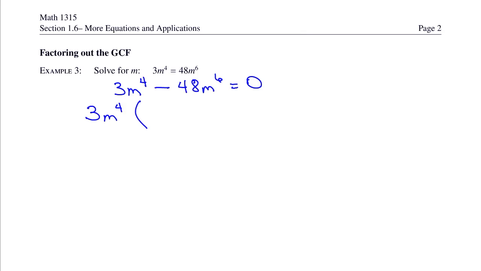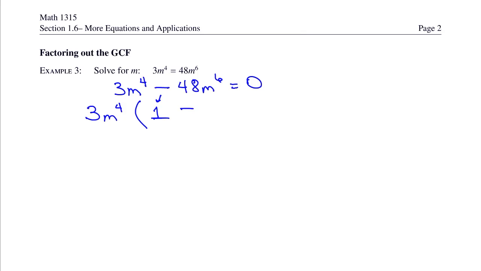So if I factor out 3m to the 4th from 3m to the 4th, I have to put something there to mark that that was there. And of course, we use a 1. You have to be able to redistribute this to get back to the previous level if you're going to check it. So the question really is, what times 3m to the 4th is equal to 3m to the 4th? Of course, that's a 1.